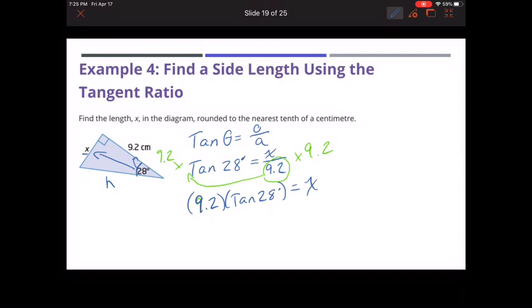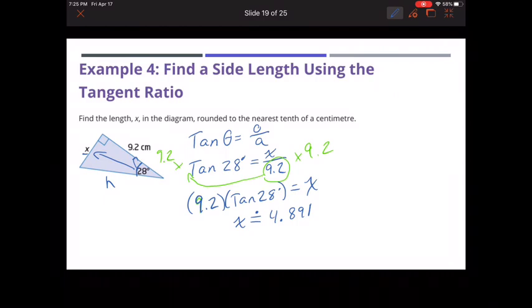Now, again, tan 28 degrees just goes into the calculator. Figure out, do you have to press tan bracket 28 bracket, or bracket 28 bracket and then tan, or do you just put 28 in and then hit tan? All calculators are going to work differently. Once you have that, you multiply it by the 9.2, and you end up with x is approximately 4.891.